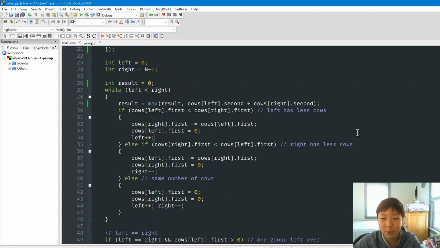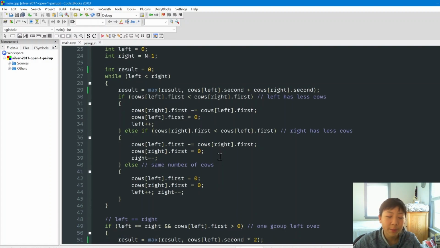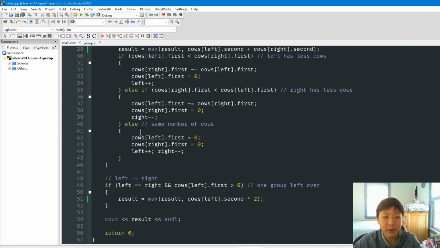Okay, now we're going to do the opposite situation where the right has fewer cows. So if cows right dot first is smaller than cows left dot first, then cows right has fewer cows. So we're going to pair all of cows right's cows into cows left. So we're just going to say cows left dot first minus cows right dot first, and we're going to set cows right dot first to 0. We're going to decrement right. And now we have another situation where we have the same number of cows, and we're just going to set both of them to 0, and we're going to increment left and decrement right.